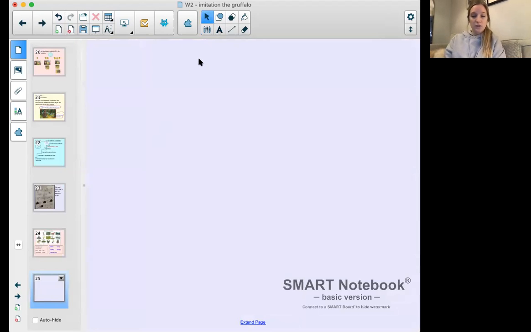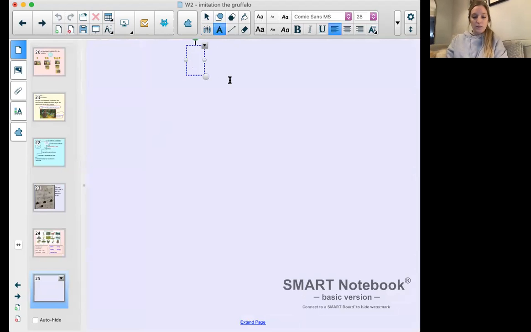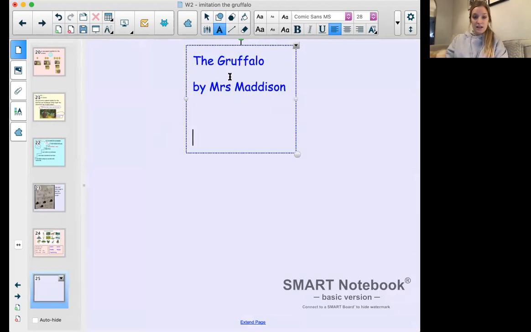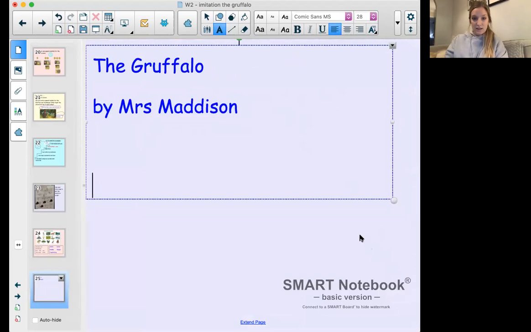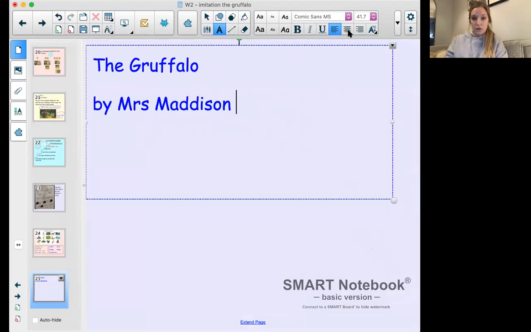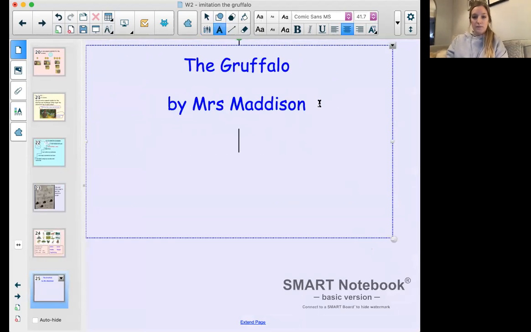So remember, just like we do at school, at the top of the page, we write the title, which is the Gruffalo, and then below it, you can say by your name. So I'll say Mrs. Madison. And then we get started with our writing. So the Gruffalo is going to go in the middle, just like that. And then we start writing again at the left side of the page.